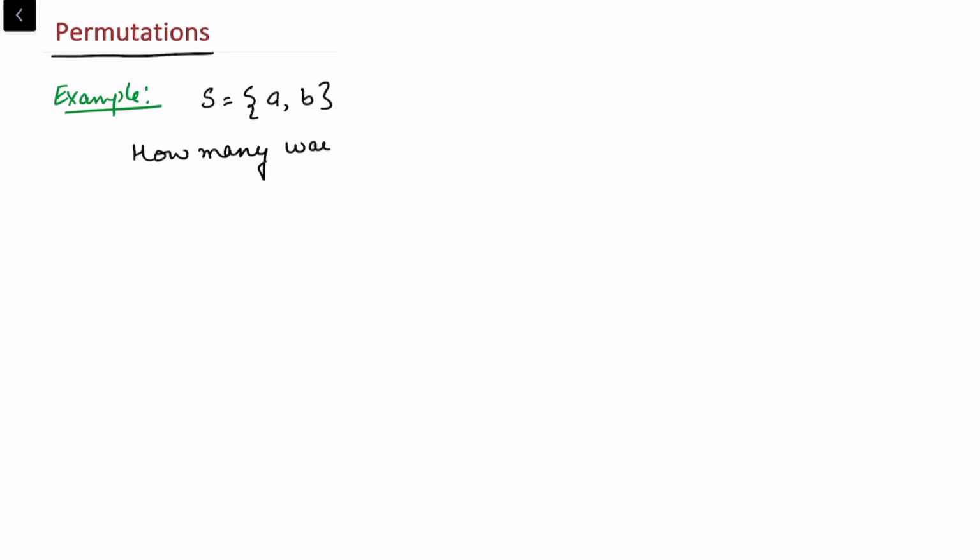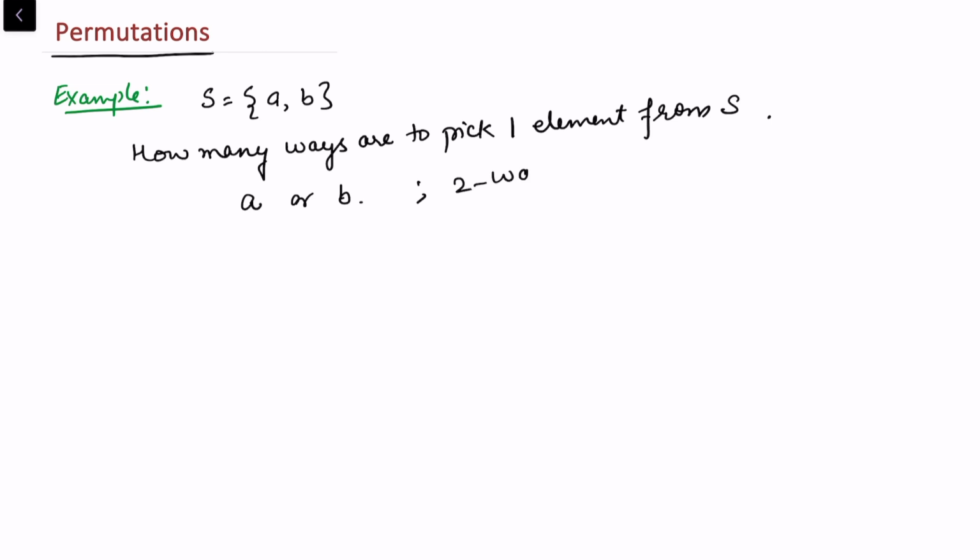How many ways are there to pick one element from set S? In that case, either we can pick the element A or we can pick the element B. So we may simply say there are two ways. And of course, we are considering that A is not equal to B. So these two objects that are in this set are different elements.